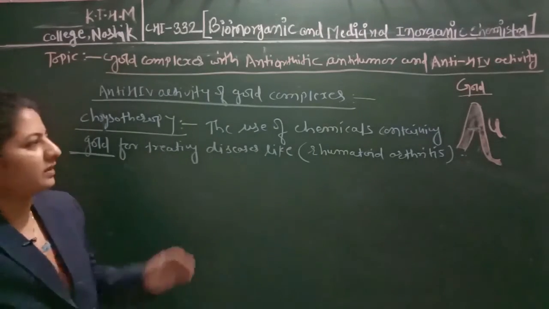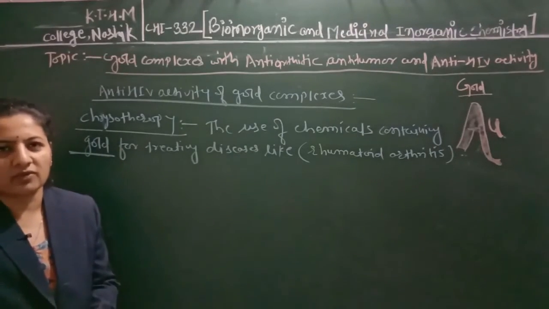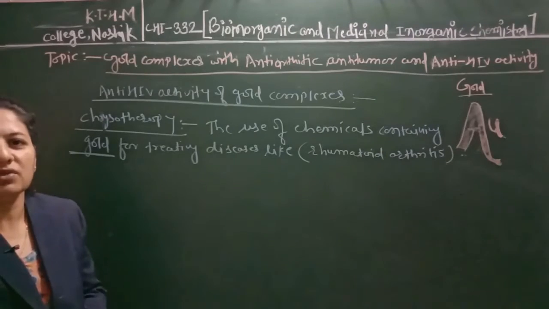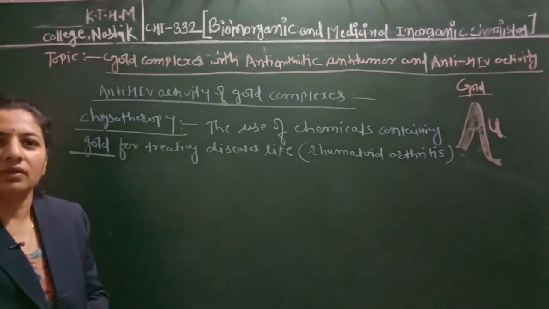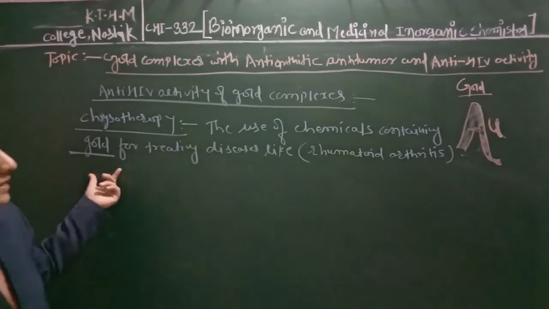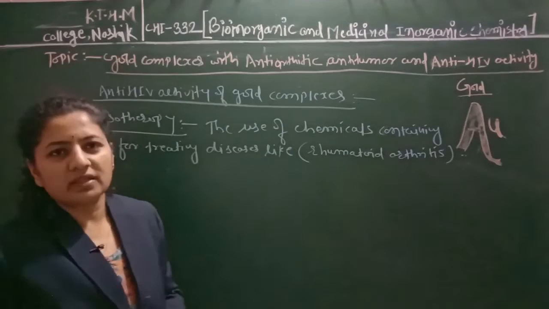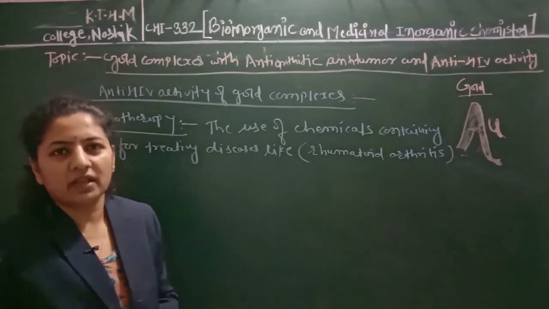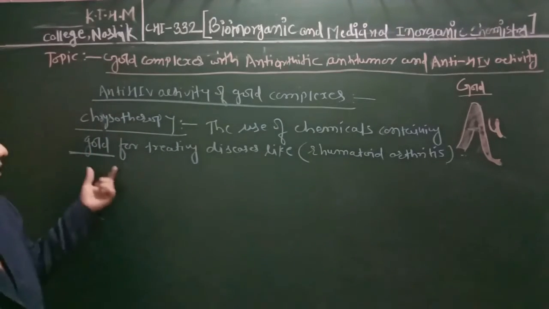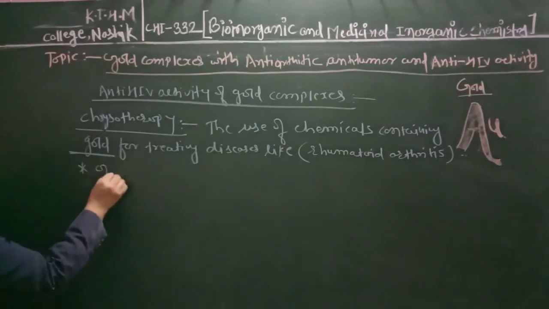What is the difference? There are two therapies, chrysotherapy and chemotherapy. In chemotherapy there is the use of an agent in the treatment of diseases, like an anti-cancer agent. In chrysotherapy, the use of chemicals containing generally gold. So this is called chrysotherapy. Now let's discuss the anti-HIV activity of complexes.